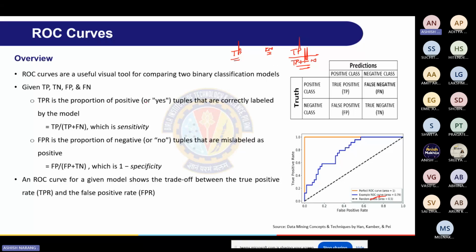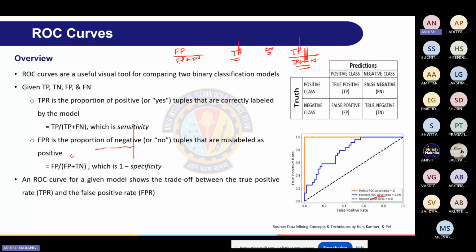Similarly, FPR is the portion of negative tuples that are mislabeled as positive. So FPR is false positive divided by false positive plus true negative. They were actually negative but labeled as positive. So this is known as 1 minus specificity, right?